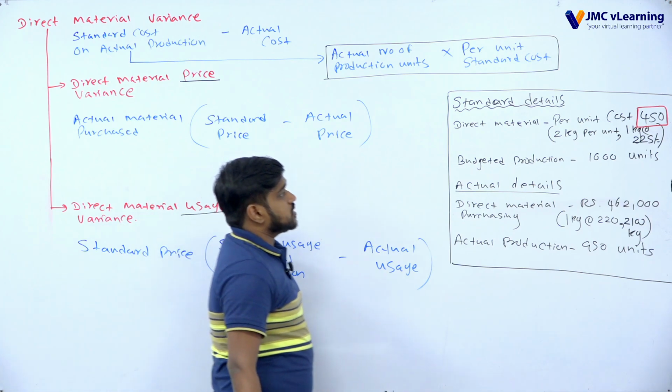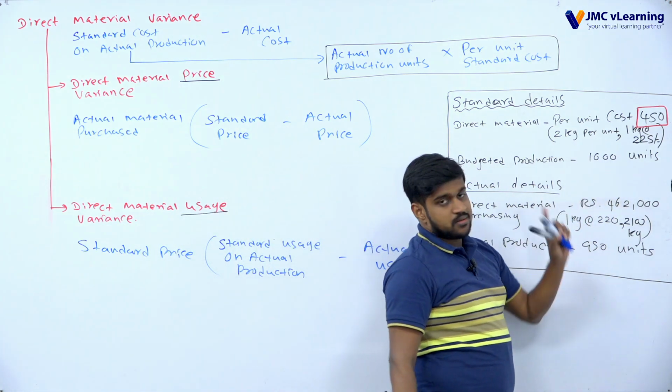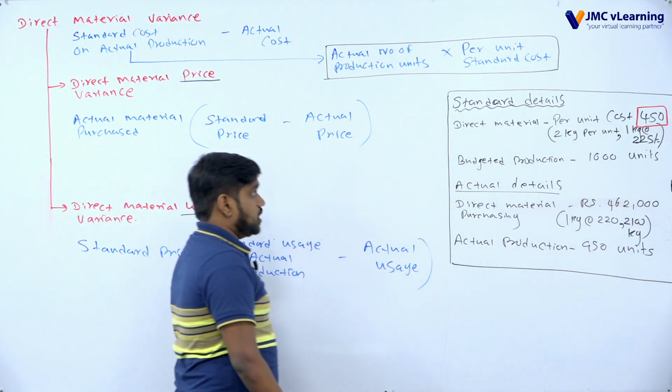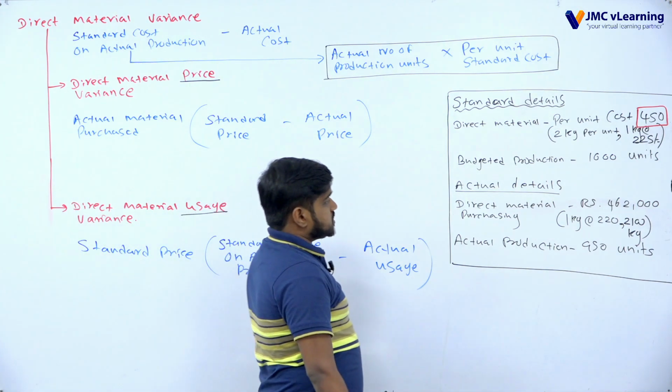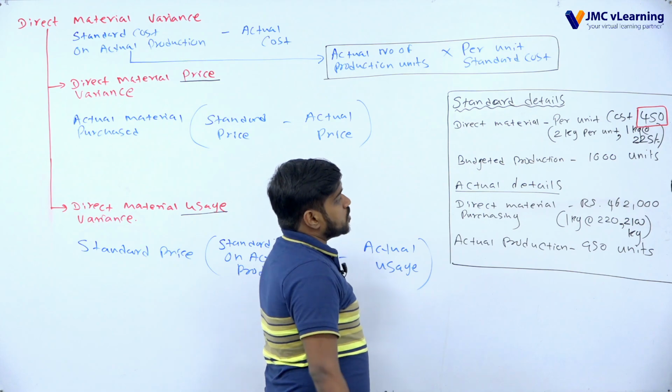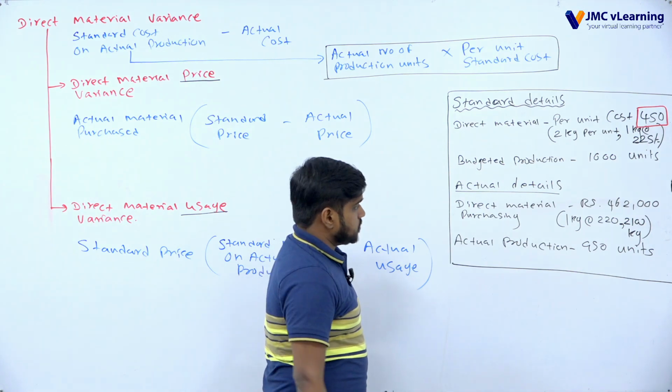Then we have budgeted production of 1000 units. Then we have actual details. Direct material purchasing, our total cost is 462,000.